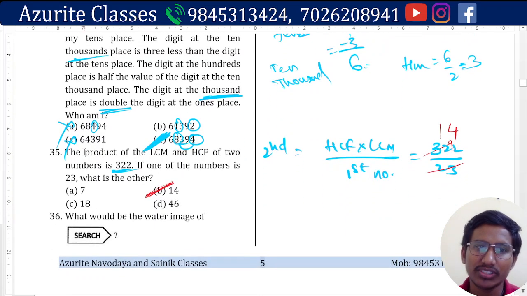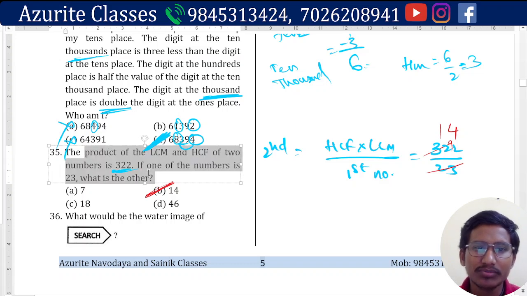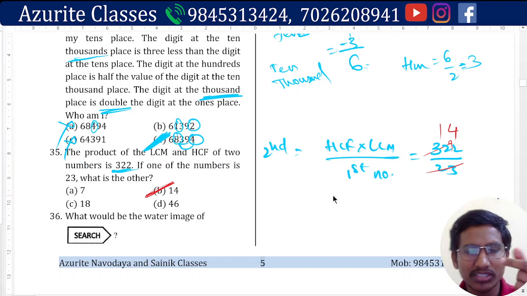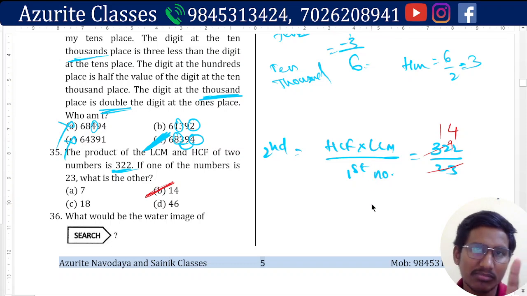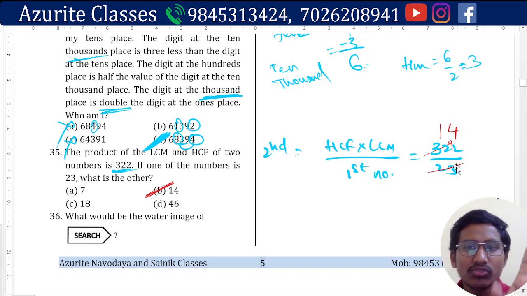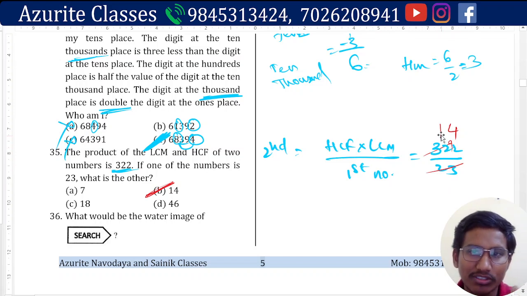Now question 35. The product of the LCM and HCF of two numbers is this much, that is 322. And then if one number is 23, find the other number. You know the second number is the product of HCF and LCM divided by the first number. That is, the product of two numbers is HCF into LCM. So if you divide, you will get the second number. So HCF into LCM is 322. The first number is 23. 23 ones are 23. Because it is a prime number, you have to directly divide. 23 ones are 23. Remaining is 9. 92 means 23 fours are 92. So 14 will be the answer, option B.